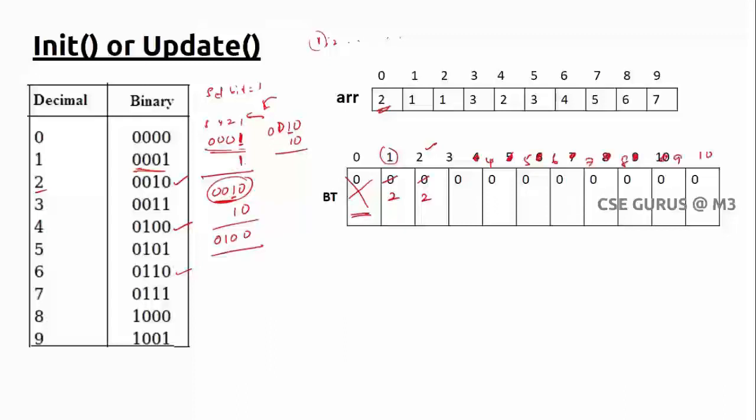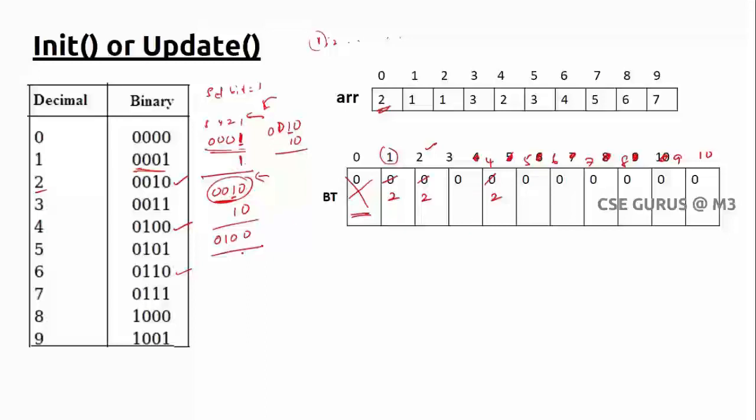Now where do I need to go? Don't go for 3. Why? Because you can see 0 0 1 0. What is the rightmost set bit? 1 1 0. So add 1 0. So I'm going to 1 0, adding 4. 0 1 0 0 means 4. So I'll go for this and I'll keep 0 plus 2, that is 2.